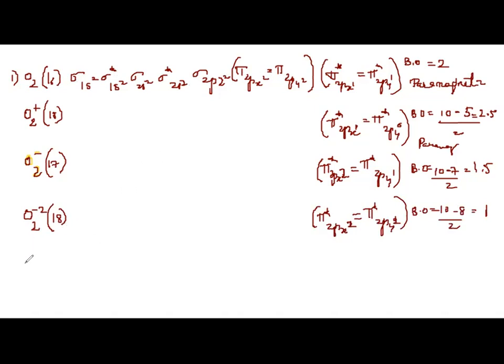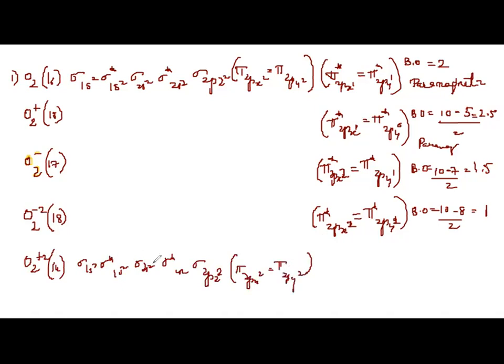You can take O2 plus 2 also. O2 means 16. Plus 2 means loss of 2 electrons, so it is 14. What will happen? The entire outermost shell is lost, and only this remains. So the configuration will be 1s2, sigma star 1s2, sigma 2s2, sigma star 2s2, sigma 2pz2, then pi 2px2 equal to pi 2py2.